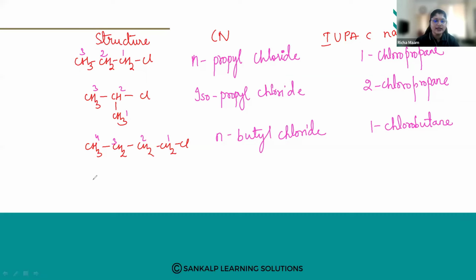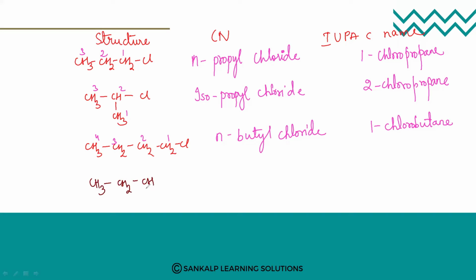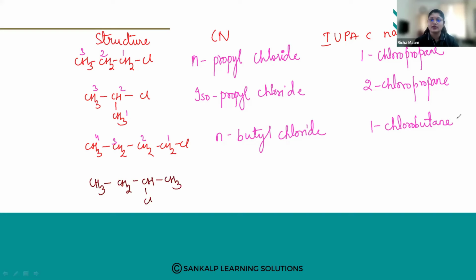Now, the next one is CH3, CH2, CHCl, and CH3. One more I'll write. It will be CH3C, CH3 thrice, then CH2. Okay. Now you can tell me. I have written 2 more.